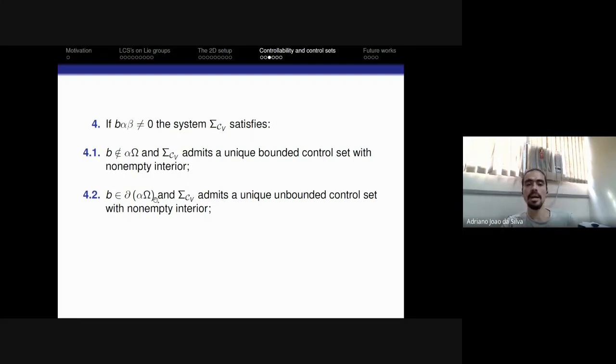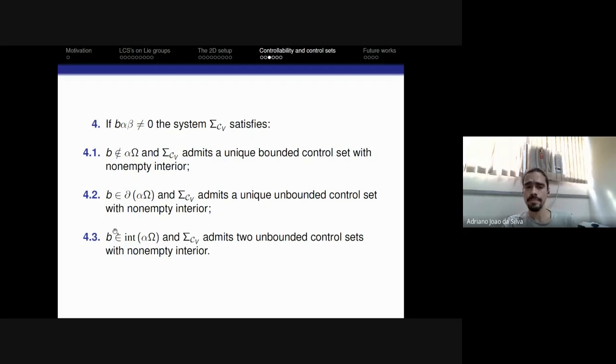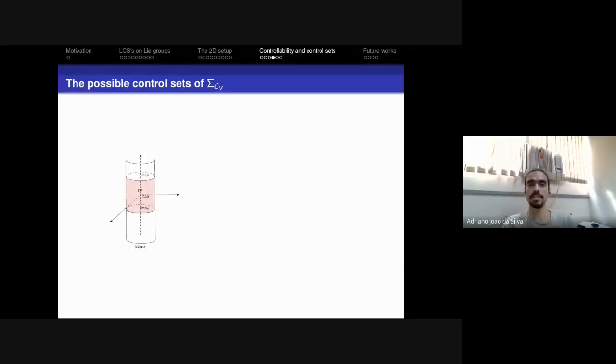And then you have the case where B belongs to the interior of alpha omega. At first we looked at that and we had some solutions, and we could understand the behavior on the group, but on the homogeneous space it was kind of strange. When you analyze a little bit more, what you get is that if your range is big enough such that B is inside the interior of alpha omega, you obtain a new control set. And it's not only a new control set, it's a new control set with nonempty interior.